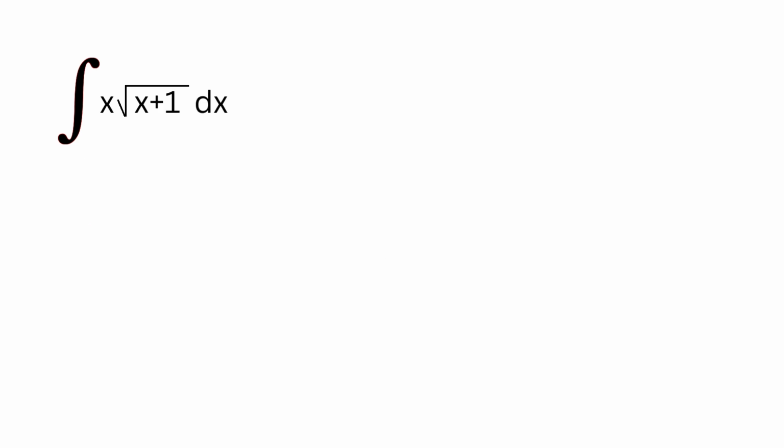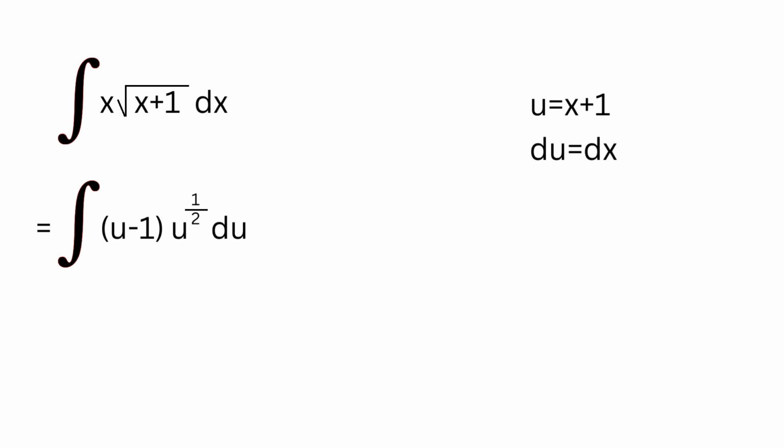And this is the last example for today. Here u equals x plus 1 and du equals dx. So it can be written as the integral of (u minus 1) times u to the power half du, which is equal to the integral of (u to the power 3 over 2 minus u to the power half) du.